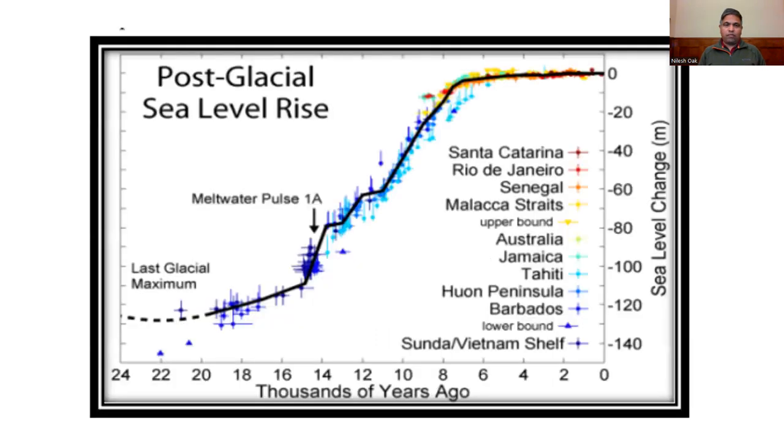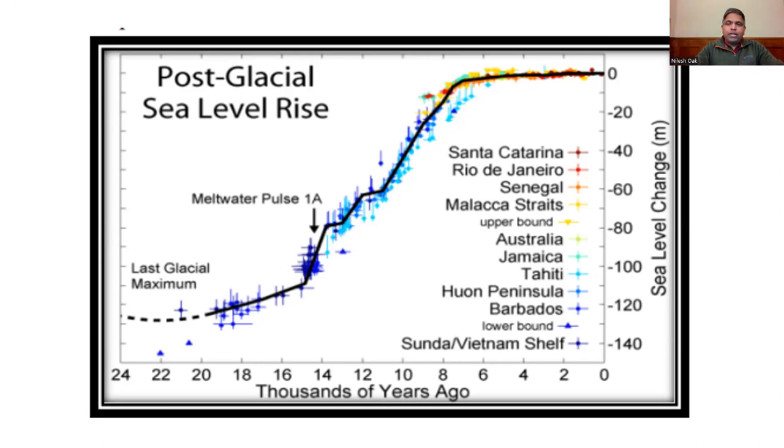Global composite graph. For example, many of you would have seen this very, very popular graph. What is it doing? Some of the locations that we saw and did not see, like Rio de Janeiro, Santa Catarina, Senegal, we didn't look at the Malacca Strait. We did look at Australia, Jamaica, Tahiti, and Barbados. And the Sunda Shelf that we just looked at. We actually looked at many more locations than shown here.